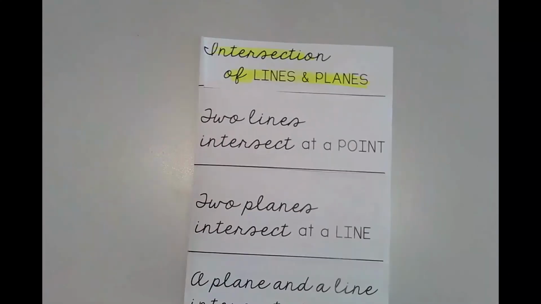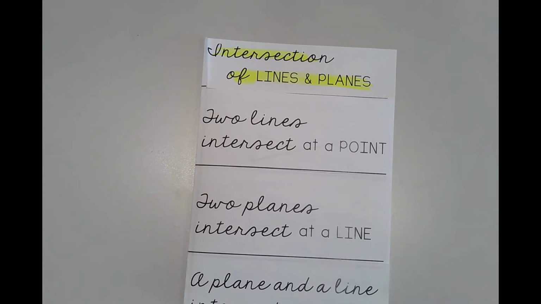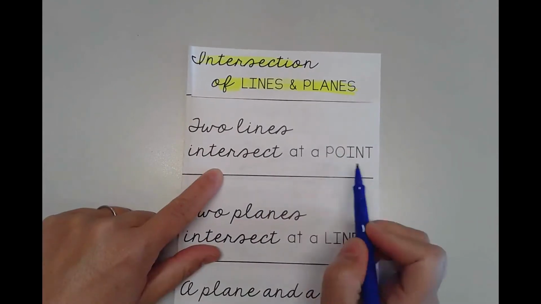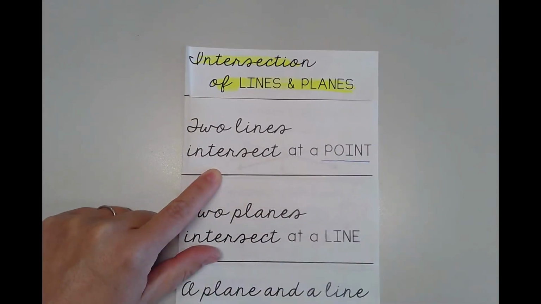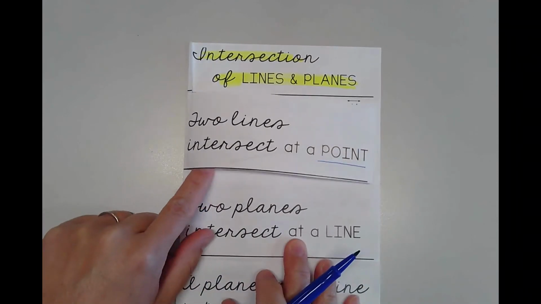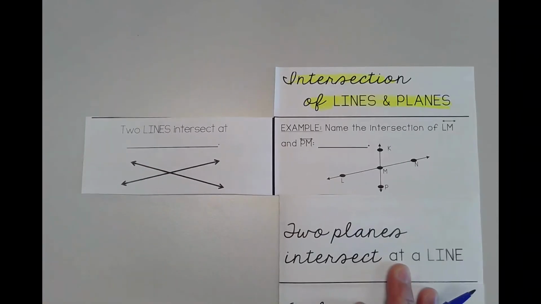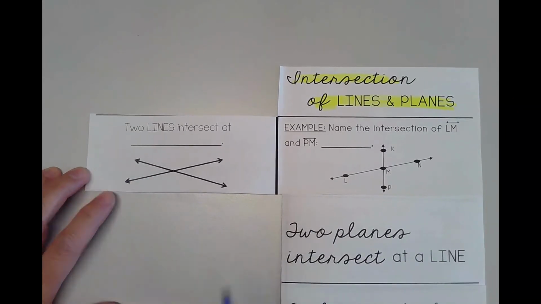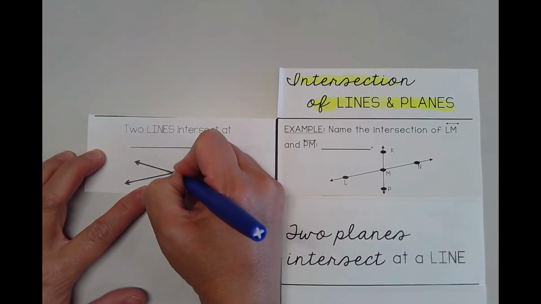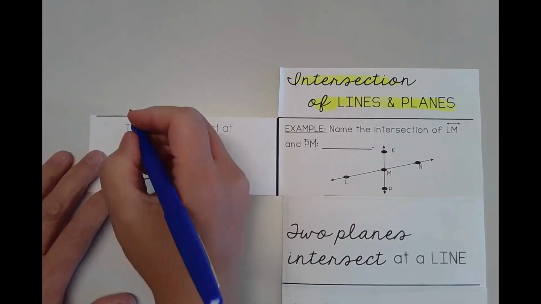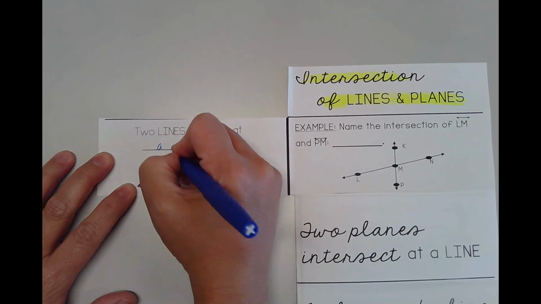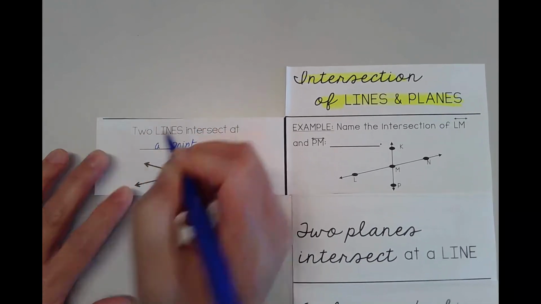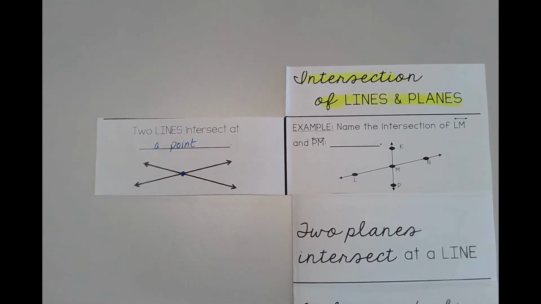All right, so the first one is two lines. So if you have two lines, they intersect at a point. So that's kind of like those two pieces of string. And if they cross each other and they intersect, so here's, and again, it's hard to draw pictures of things that go on forever. But if you have two lines, they're going to intersect right there. They're going to intersect at a point. So whenever you have two lines that intersect, they intersect at a point.